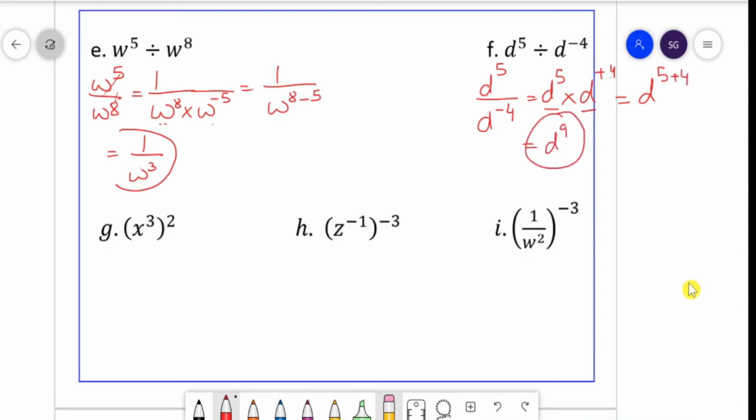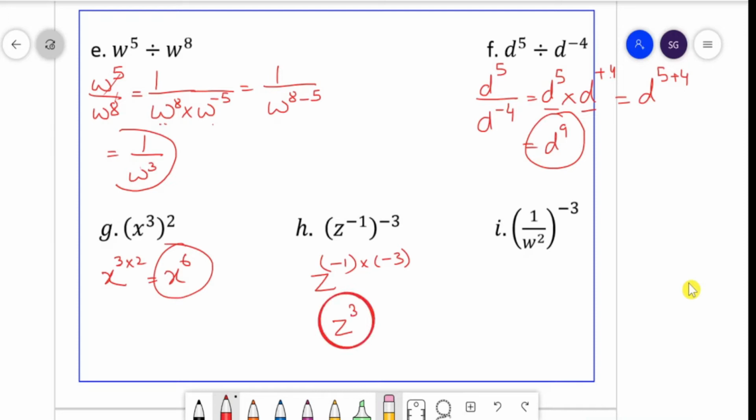I hope it's going good. Then we have the power of power rule. So if it is power of power, these two are multiplied, and we have this as the final answer. Again, power of power, it's irrespective of these numbers. If it is power of power, they are simply multiplied, and we get z power positive 3.